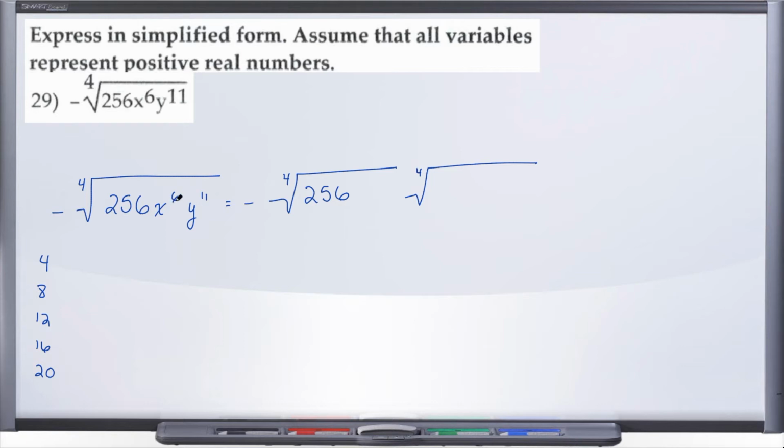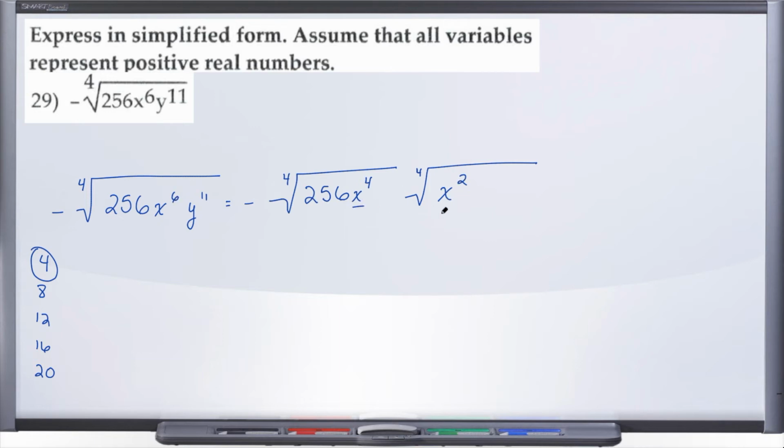And now let's ask ourselves, is 6 a multiple of 4? Nope, it's not. So what is the next number down from 6 that is a multiple of 4? Well, the next number down from 6 that's a multiple of 4 is 4 itself, right? So we'll go ahead and put 4 of the 6 in our good radical, and the remaining 2 in our bad radical. And x to the 4th times x to the 2nd is in fact x to the 6th, right?